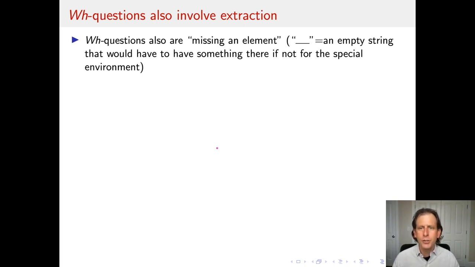And this underscore right here that I have here, this is conventional in generative linguistics to denote an empty string that would have to have something there, except that there's a special environment that the phrase of the empty string occurs in, which makes it not needed in general, not even possible. So let's look at some examples like this.